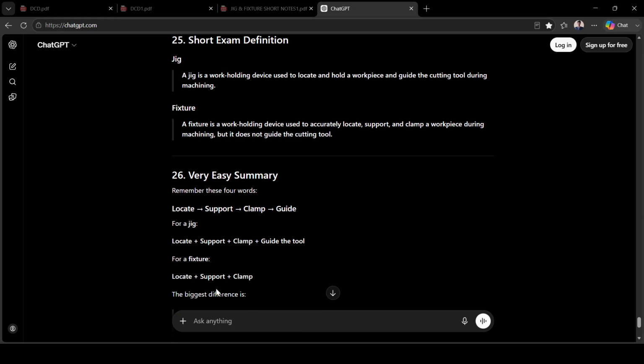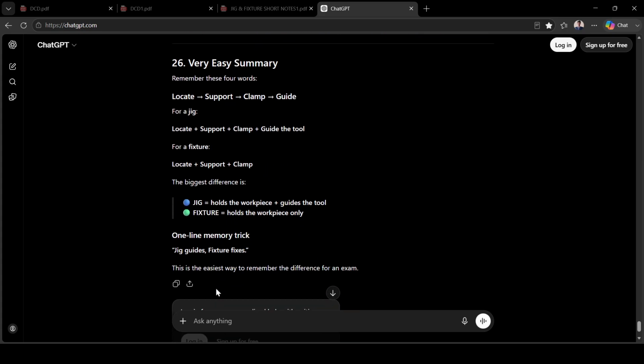So, in short sentences, a jig is a work holding device used to locate and hold a workpiece and guide the cutting tool during machining. And a fixture is a work holding device used to accurately locate, support, and clamp the workpiece during machining, but it does not guide the cutting tool.